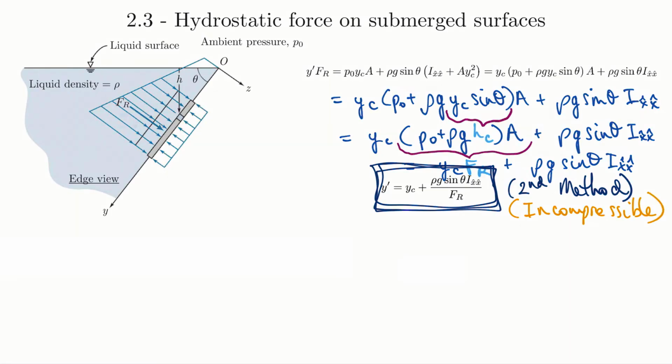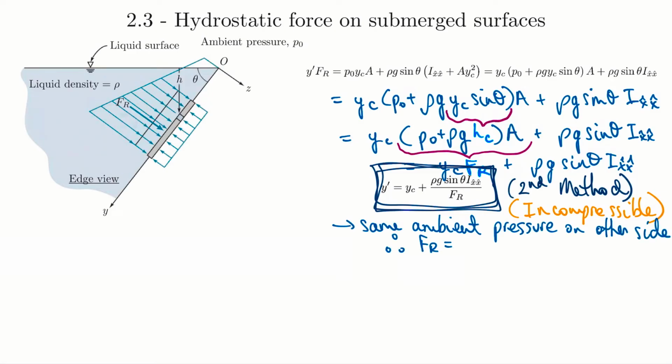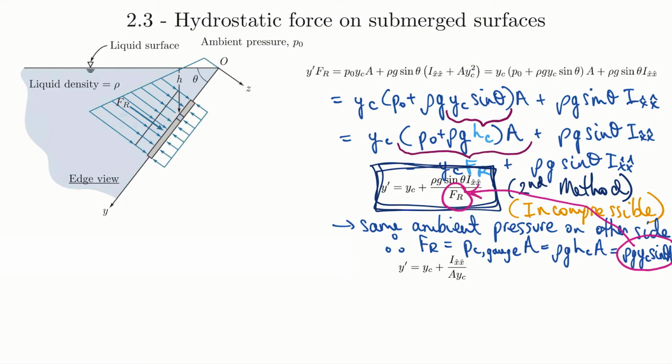Now as before, we will very commonly have the same ambient pressure acting on the backside of the surface that we're calculating for. So if we go ahead and sub that in, we can further simplify this expression just one more step. So the resultant force in that case would be the gauge pressure at the centroid location times the area, which we can simplify to. And so then we can sub that in and we get the following expression here.